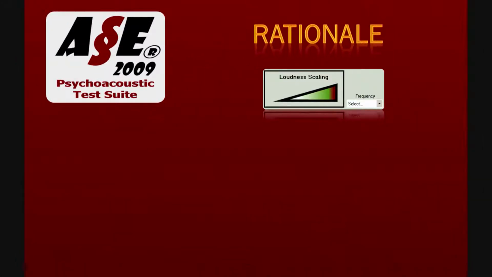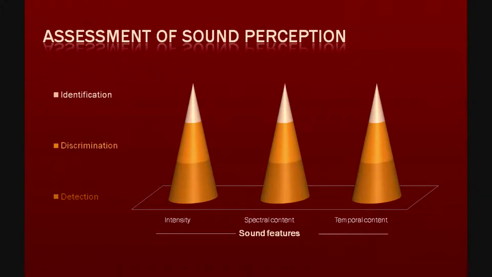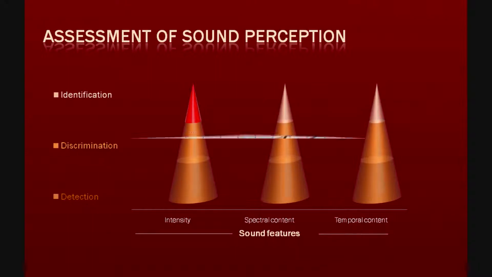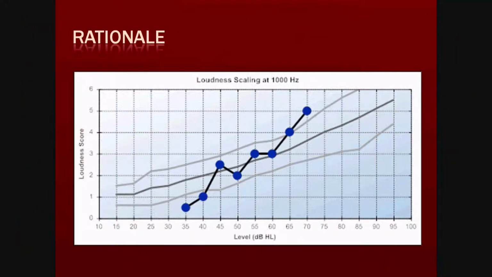The ACE loudness scaling test consists of a typical loudness growth assessment. It is an identification task to assess the intensity coding of sound. Narrowband noises of 250, 1000, or 4000 Hz are presented at different intensities. This is graphically represented on the horizontal axis, going from 10 to 100 dBHL.